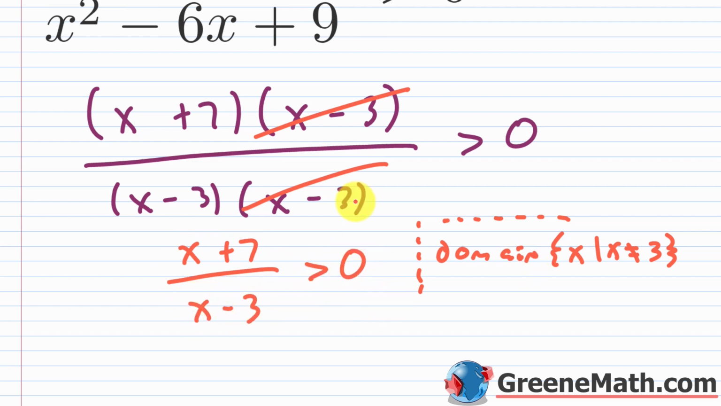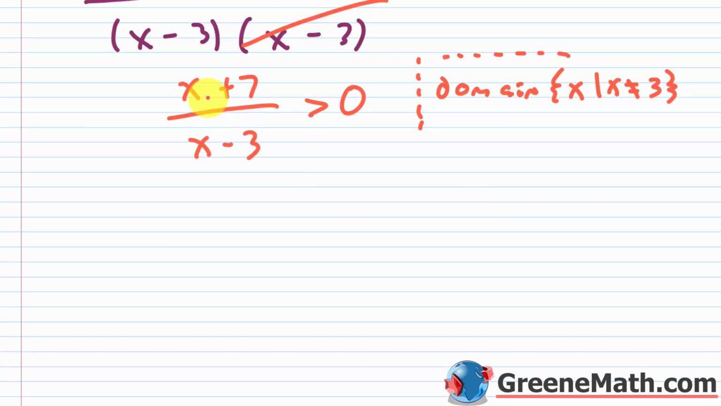Now, I just want to note, in this case, the domain didn't change between this guy and the simplified form. But if you do this, in some cases, it might change. You have to keep the domain from the original rational expression, okay? Because it carries over to the new guy that you're working with. That's very, very important.